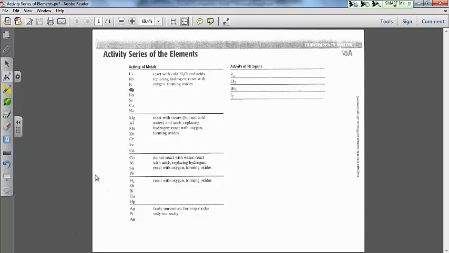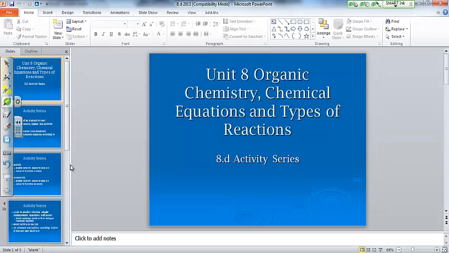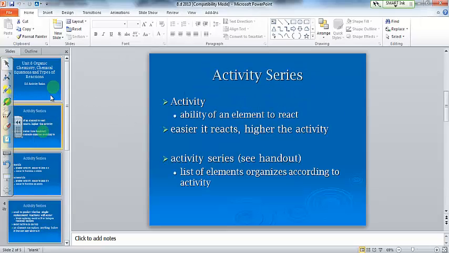Okay, what the activity series does, you can see there's a list of all of these elements. And notice it's broken up into metals on one side and halogens on the other. So if I come back to the PowerPoint here, what the activity series does: first, let's define the term activity. Activity is the ability of an element to react. So the easier that it reacts, the higher the activity. And then you've got your activity series, which lists them according to activity.